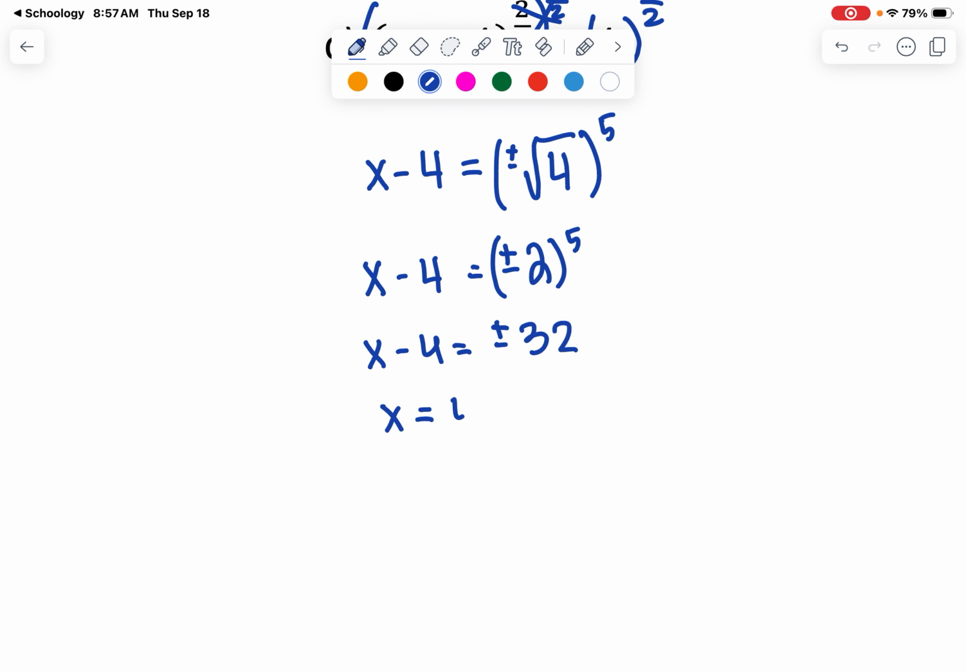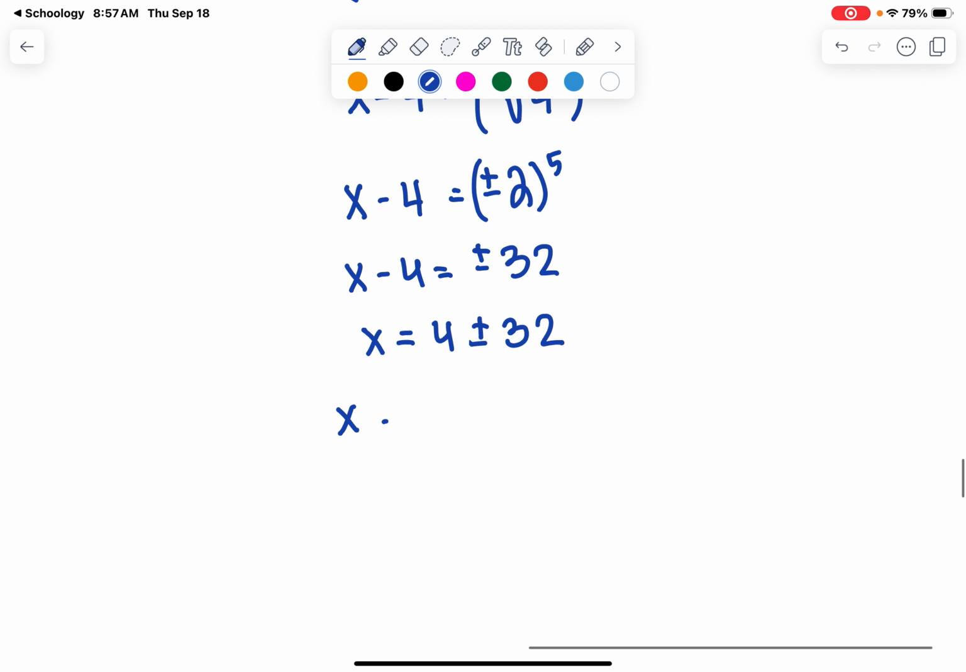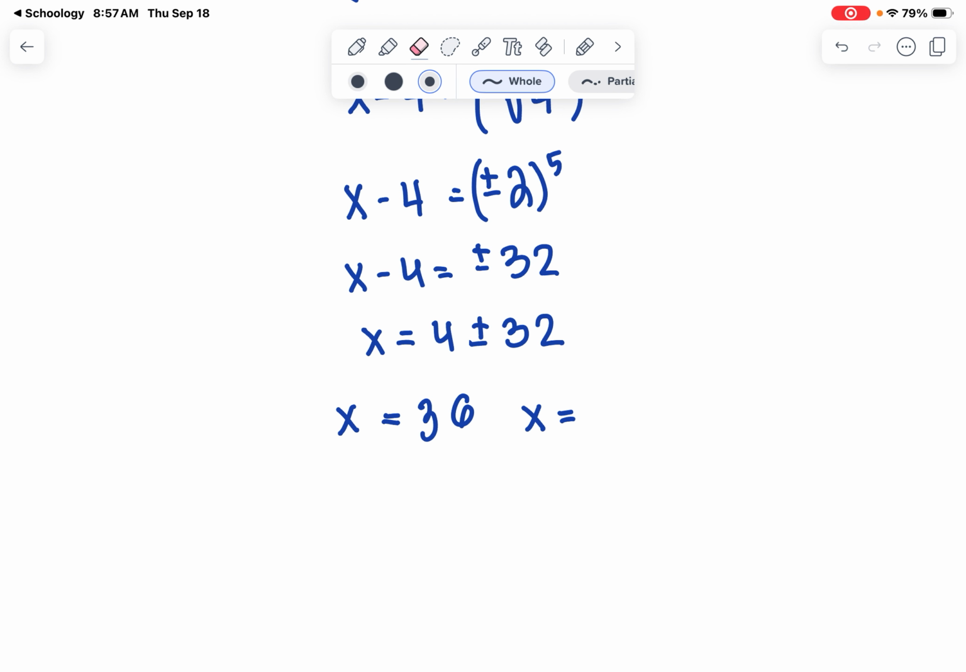x equals 4 plus or minus 32. And then once again, I can simplify that because I can add and subtract 32 from something. 4 plus 32 is 36. And 4 minus 32, I don't like the way that 36 looks. OCD, sorry. And then 4 minus 32 is negative 28.